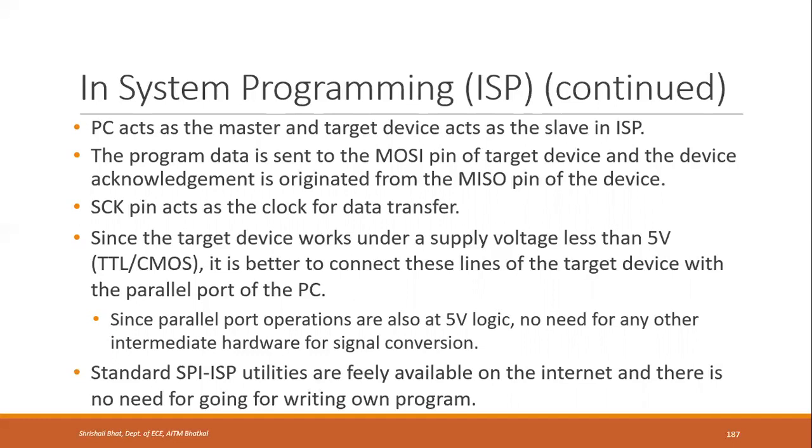Since the target device works under a supply voltage of less than 5 volts in TTL or CMOS logic, it is better to connect these lines of the target device to the parallel port of the PC. That is because the parallel port operates at 5 volt logic, and there is no need for any other intermediate hardware for signal conversion. Like if you use RS-232, you have to go for MAX-232 for signal conversion. But if you use parallel ports, there is no need for additional intermediate hardware.